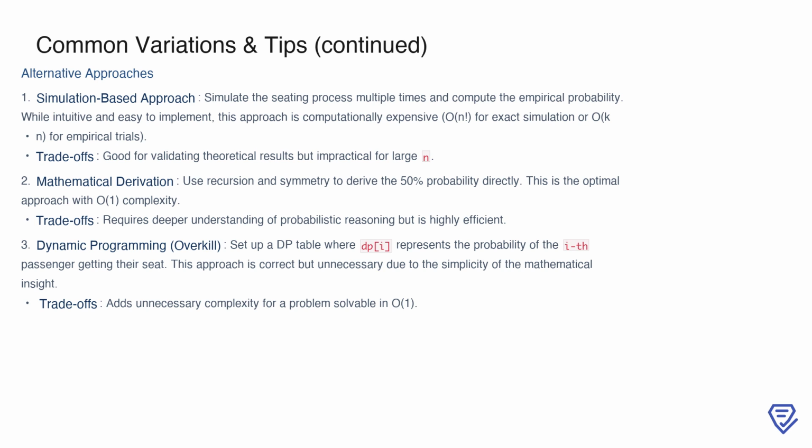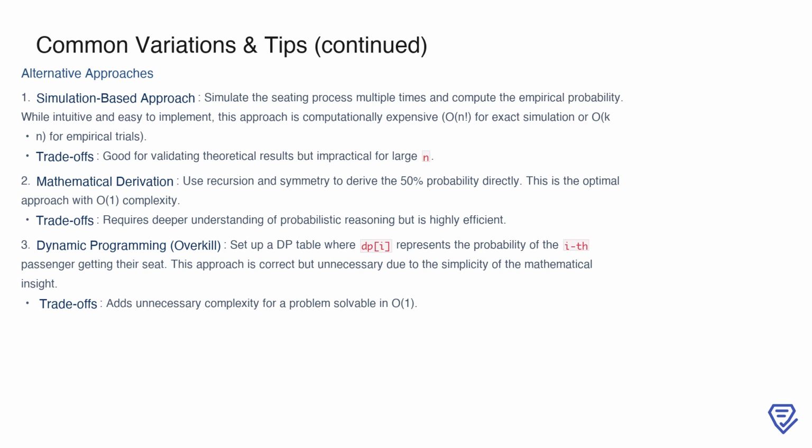There are alternative approaches to solving this problem, each with its own trade-offs. One option is a simulation-based approach, where you simulate the seating process multiple times and calculate the empirical probability from the results. While this method is intuitive and straightforward to implement, it becomes computationally expensive. Exact simulations have factorial complexity, and even empirical trials require O(k*n) time, making this impractical for large values of n.